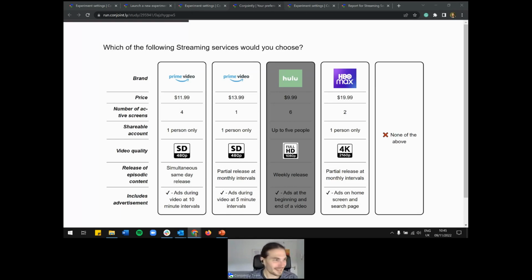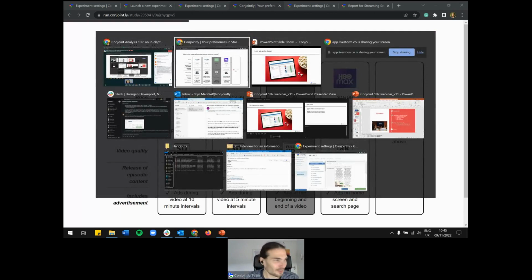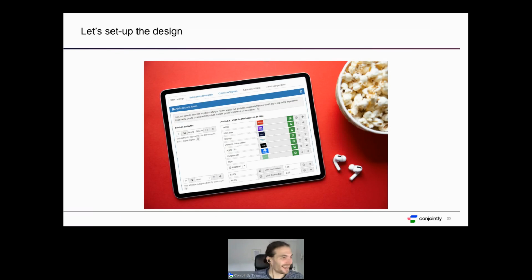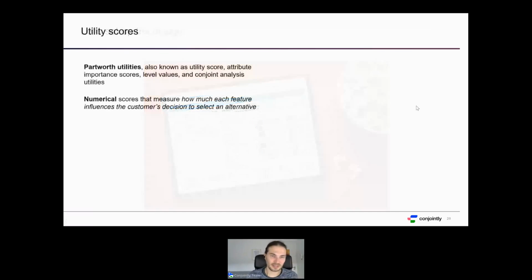Okay, so we collect that data, we figure out what people like and what they don't like, in this case, the second choice. And what we do then in the background is we do some mathematics. We calculate what are called utility scores. Utility scores have a lot of different names, apart from utilities: attribute importance scores, level values, conjoint analysis utilities. Just Google it and you'll find a lot of them. It's basically just a numerical expression to tell you how important a specific element is when it comes to choosing.